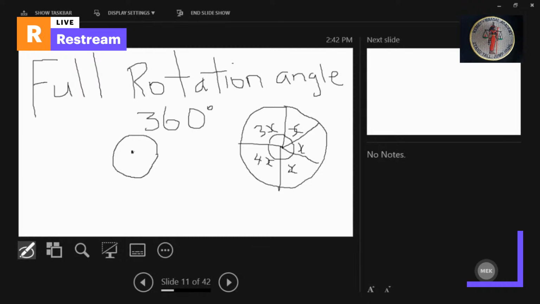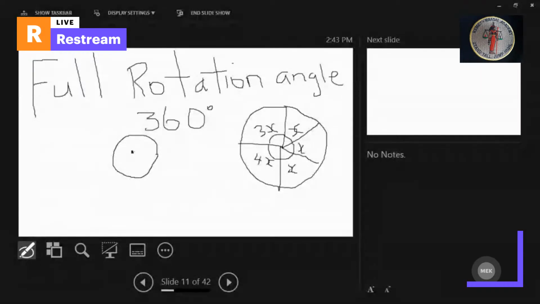So let me go to the chat and see what you're saying. How would you approach that? If I wanted to find out each of those angles in the circle, any ideas? Come on, scholars, think.